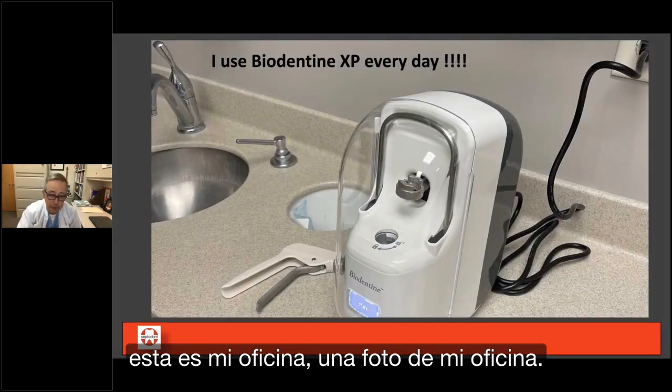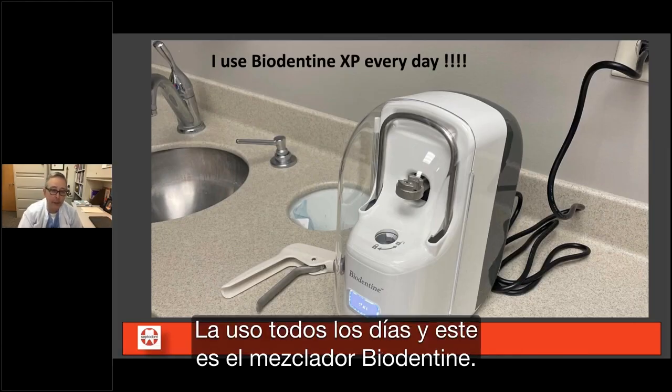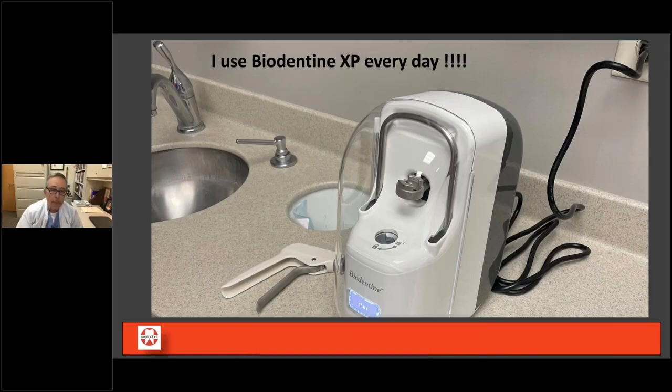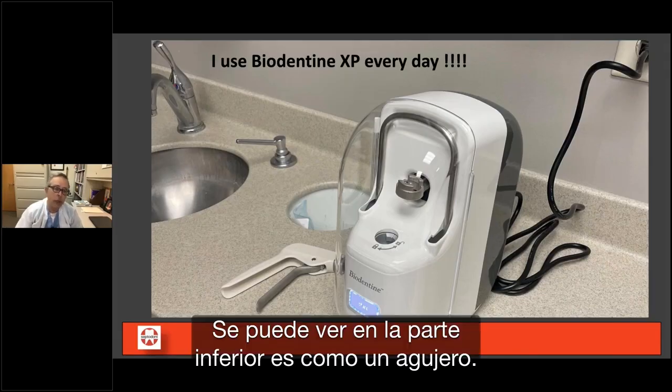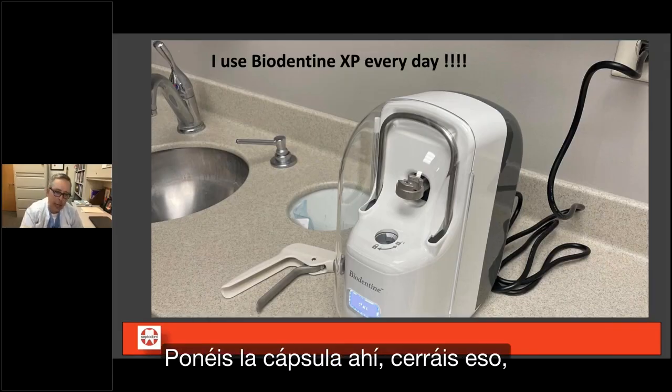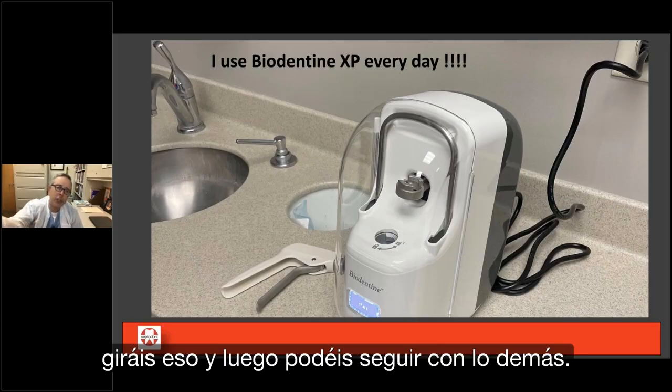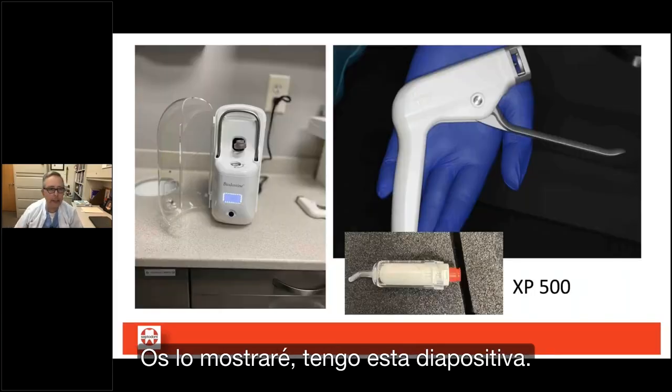This picture is from my office. I use this every day, and this is the Biodentine mixer. You can see at the bottom there is a hole. You put the capsule there, you close that, you twist that, and then you move. I will show you. I think so. I have the slide. Yes.